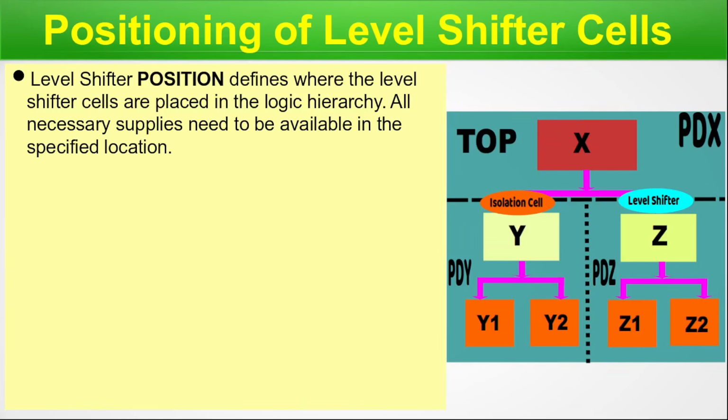Here you can see the entire domain. The top domain is here. Here is PDX, power domain X, power domain Y, power domain Z. Here we have an isolation cell. In the previous episode we talked about this, and in this episode we are talking about the level shifter. Here the signal is crossing from X to Z, and it has a level shifter.